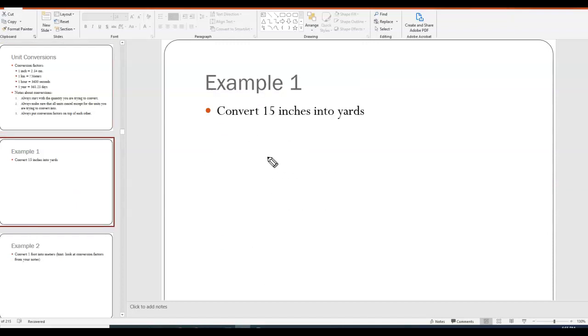Okay, convert 15 inches into yards. Okay, you start with your given. I have 15 inches.